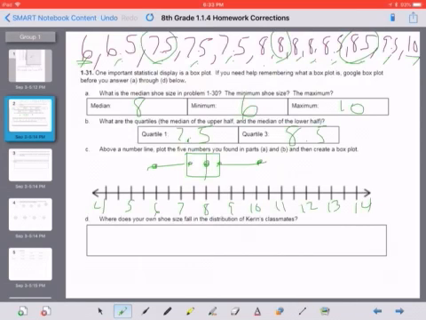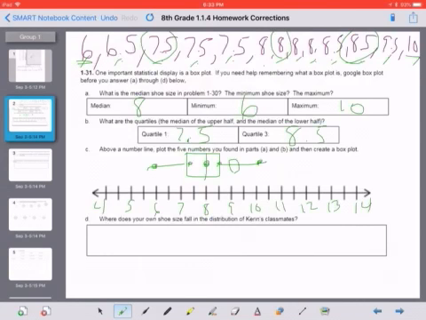Part D of this question said, where does your own shoe size fall in the distribution of Karen's classmates? So in this distribution, I wear a size 9. So here's a 9. It's about here. So I could say that my shoe size is in the upper part of my box and whisker plot. If you wear a size 5, for example, you could say it wasn't even on the box and whisker plot. Or a size 11, it wasn't listed.